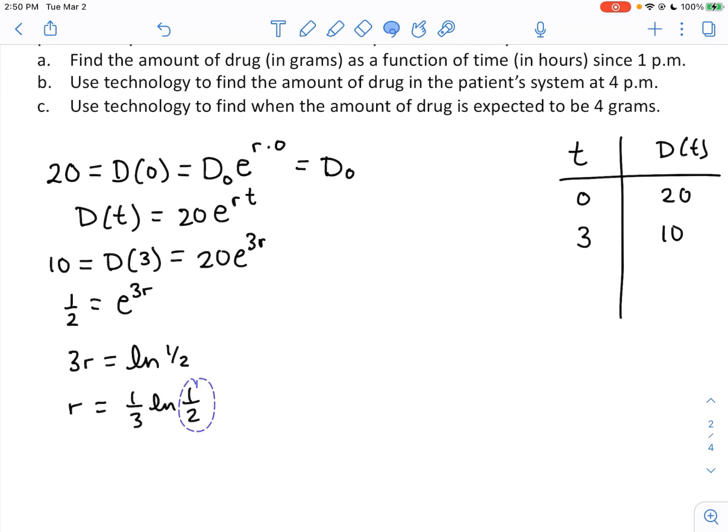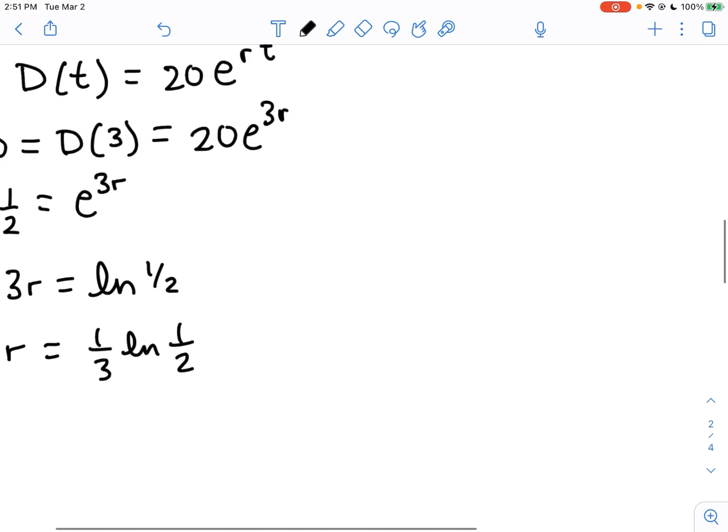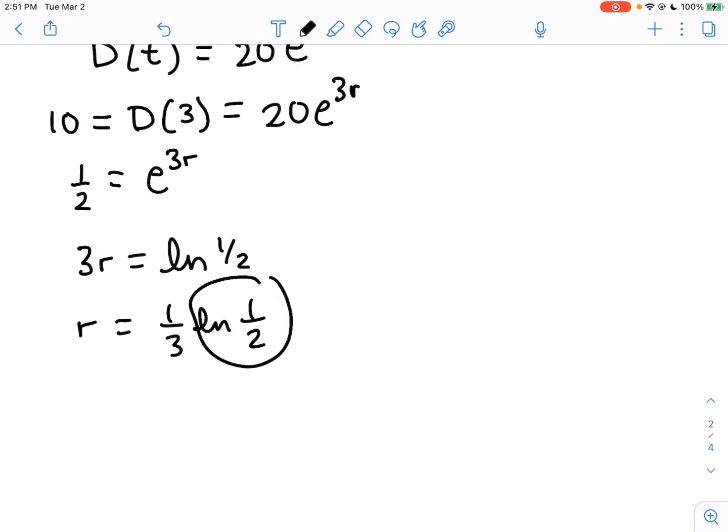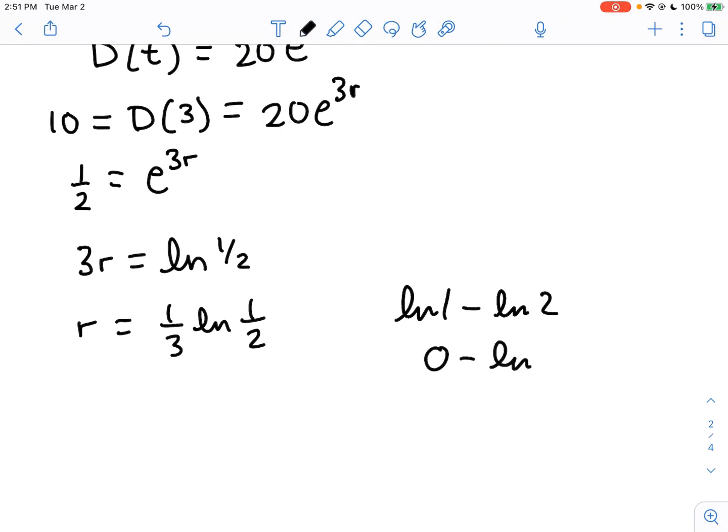If the argument of a logarithm is less than 1, then that logarithm will be negative. That's true for all logs whose bases are more than 1, I should say. So this is a negative number here, 1/3 times a negative number. You can also use this property of logarithms to rewrite this, which is commonly done. Remember that if we have log of a fraction, you could do log of the top minus log of the bottom. Or log of 1 is 0. So we could change natural log of 1/2 to just negative natural log of 2.